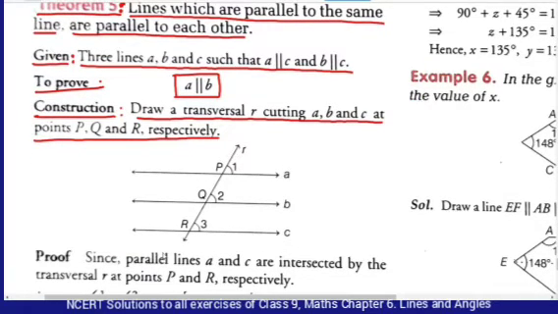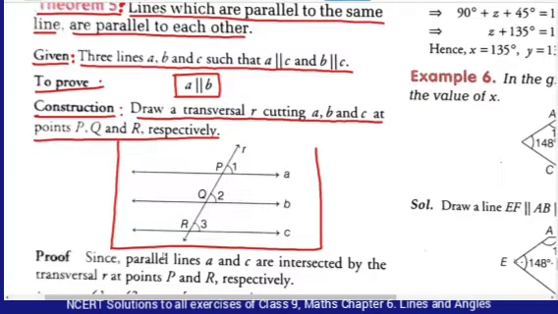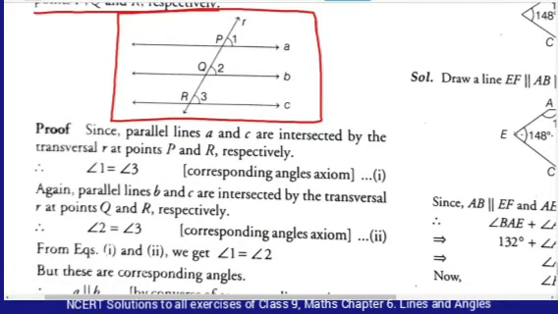So this is the figure that consists of A parallel to C and B parallel to C. Proof.